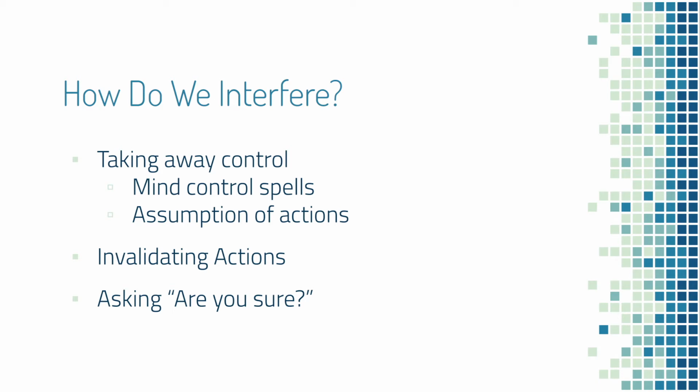Having the GM question your action and making sure that you are positive that that is an action you want to take is a way of interfering with them, because you are putting the seed in their mind that this is something they might not want to do. This is something that you want to verify with them. And in that mere verification, you are potentially changing the outcome of the actions they are taking.